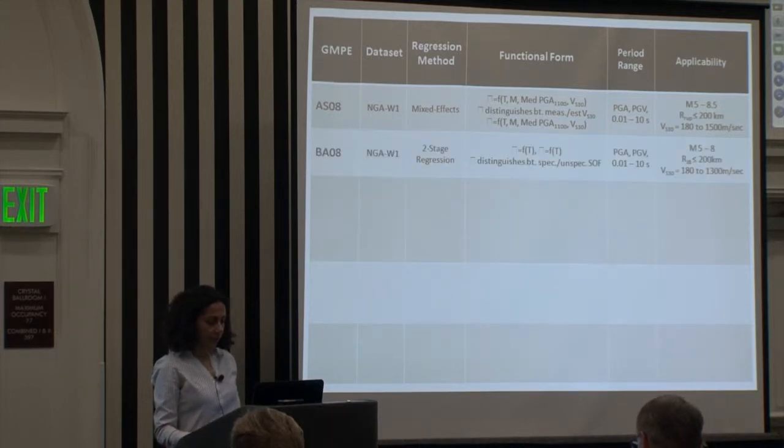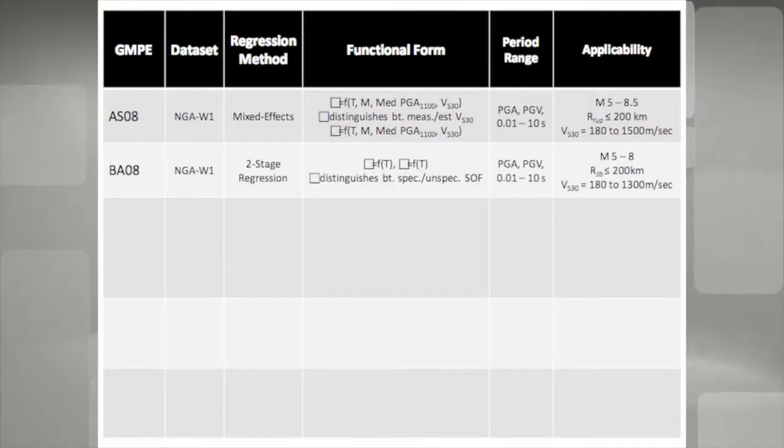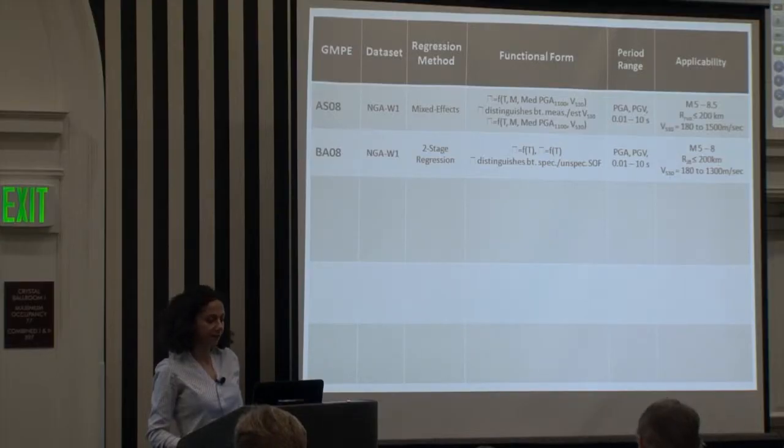Boore and Atkinson 2008 used two-stage regression to estimate their standard deviations. Both of their standard deviations, the within event and between events, were function of period only. Their tau, or between event standard deviation, distinguished between specified versus unspecified style of faulting.